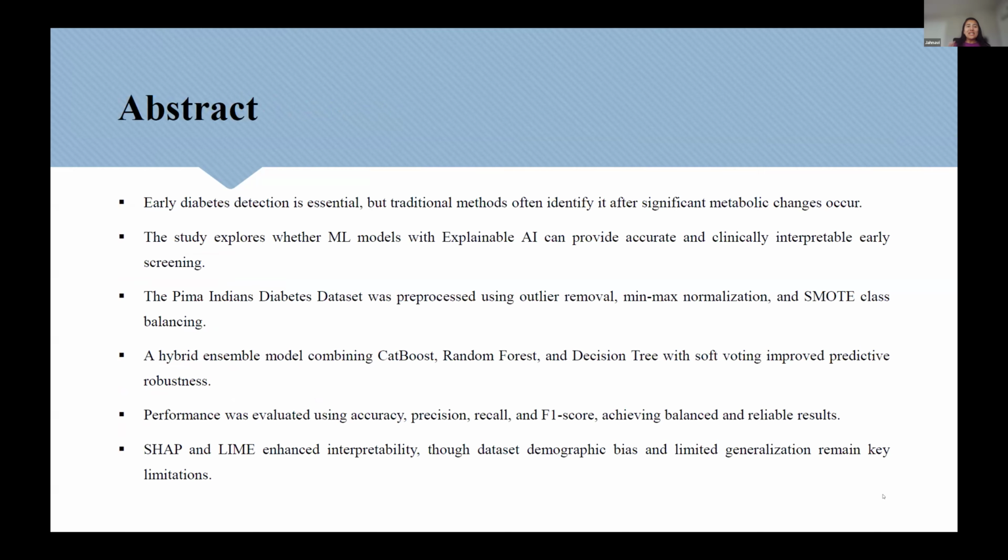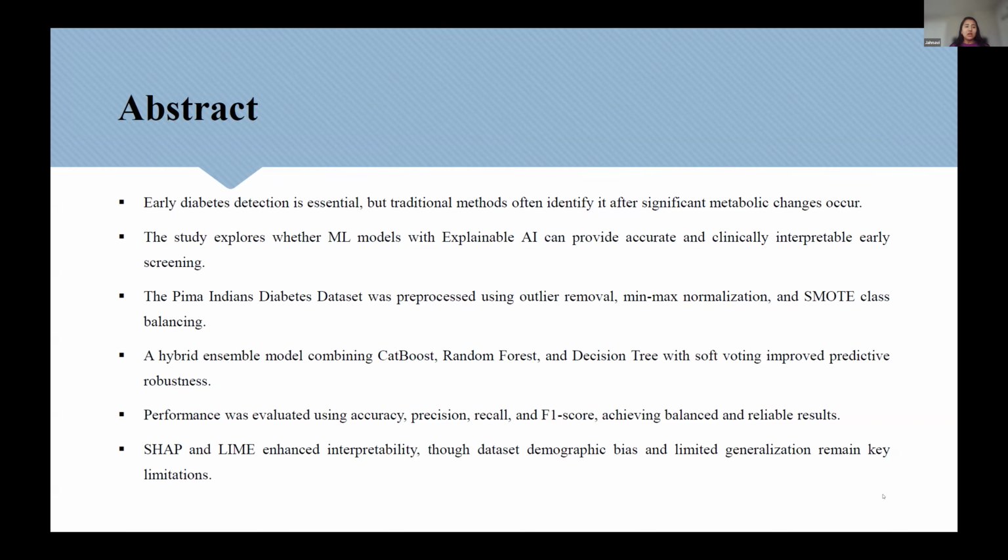Now, early diabetes detection is essential and crucial, right? If we do not intervene early, or if there is no early detection, then it causes significant metabolic challenges. And I'll also talk about what kind of issues might occur if we make a little bit of delay in detecting those. The study explores that ML models with explainable AI can help clinicians detect the very early stage.